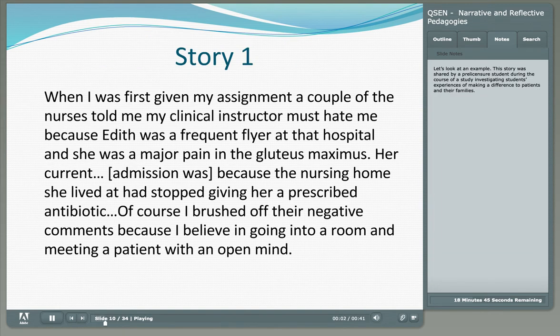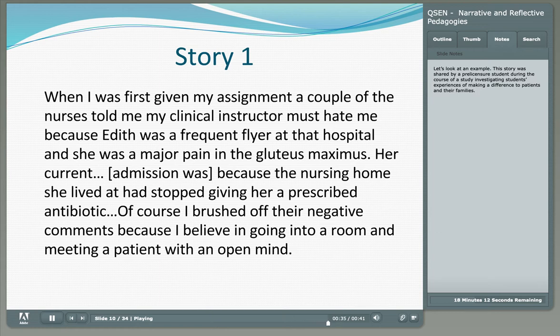Let's look at an example. This story was shared by a pre-licensure nursing student during the course of a study investigating students' experiences of making a difference to patients and their families in their clinical courses. This student wrote, "When I was first given my assignment, a couple of nurses told me my clinical instructor must hate me because Edith was a frequent flyer at that hospital and she was a major pain in the gluteus maximus. Her current admission was because the nursing home she lived at had stopped giving her a prescribed antibiotic.